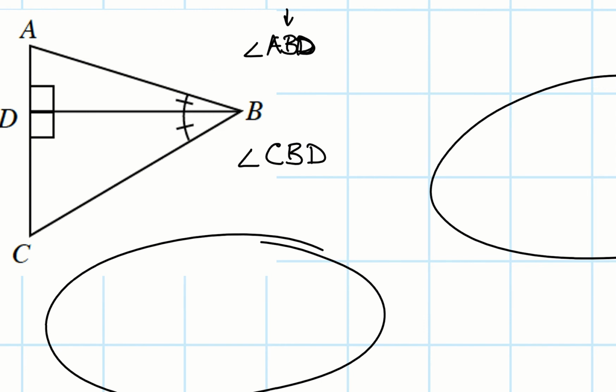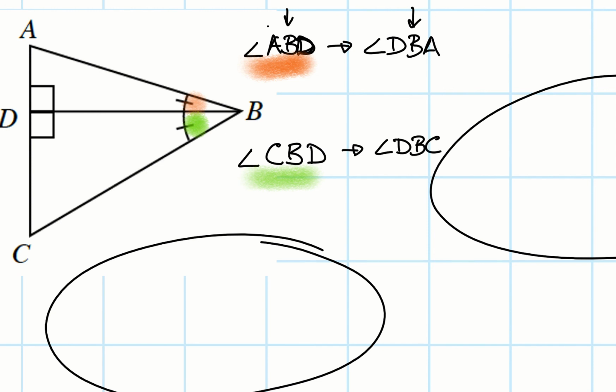Maybe if I color code them a bit, I'll put a little orange dot here. And this is ABD. And I could put a little green dot here. And this is CBD. Now those names could be switched, right? I could alternate the A and the D. So this is the same as talking about angle DBA, right? The important part is that the vertex is in the middle there, or I could refer to this lower angle as angle D and then B and then C.